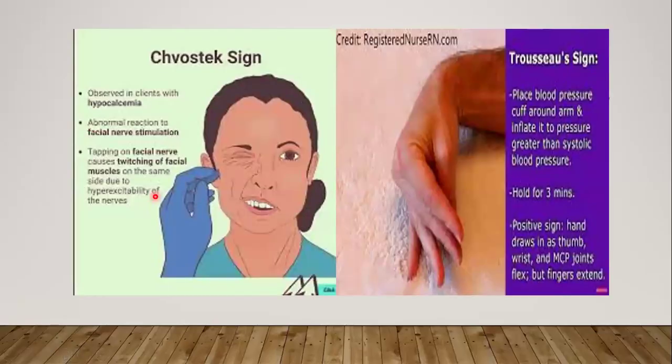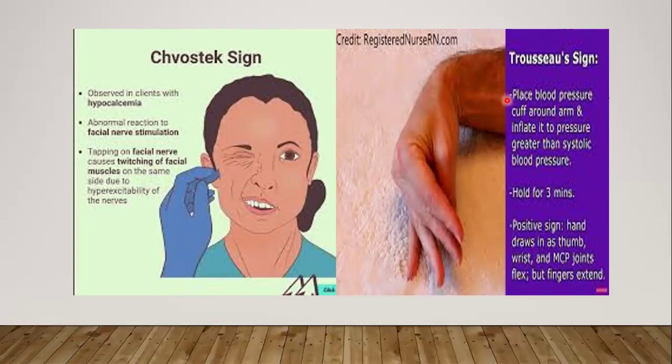So these are two important signs of hypocalcemia. One is Chvostek sign, which is observed when there is an abnormal reaction to stimulus of the facial nerve just in front of the ear, and it will cause twitching of facial muscles on the same side due to hyperexcitability of the nerve.